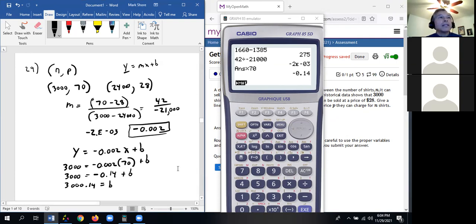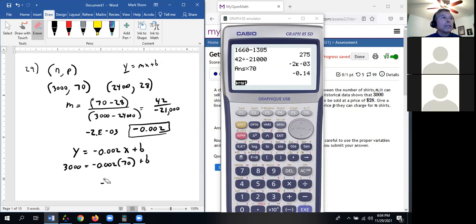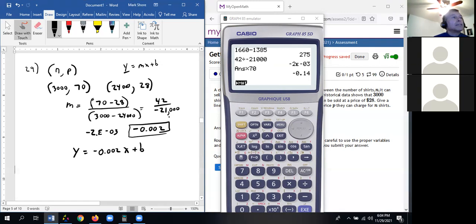Oh, I see what I did wrong. That didn't seem right. What I did wrong was I didn't substitute the right values in. Hold on one second. You can see here that I substituted in 3,000 for the y variable, but 3,000 is an x variable. So let's do this one more time from this spot. So here we go. We would say 70, the y value, equals negative 0.002 times 3,000 plus b. So let's work this out.